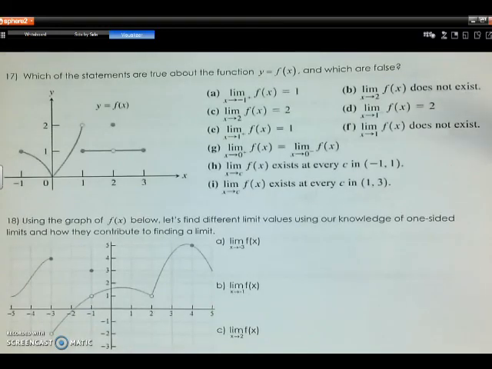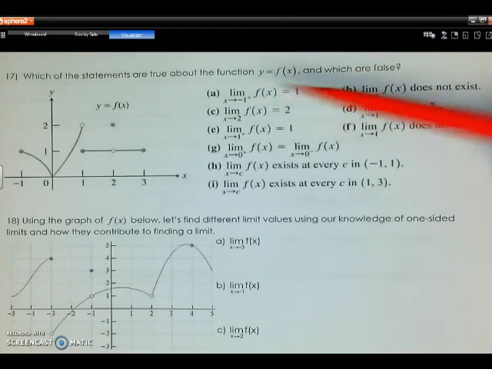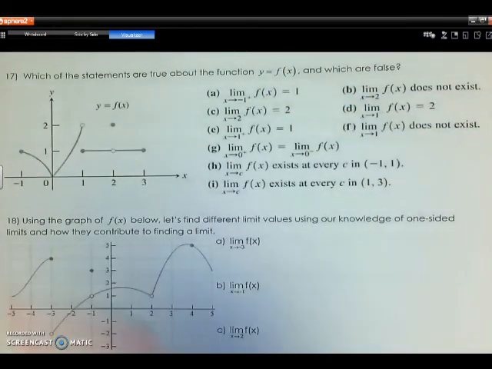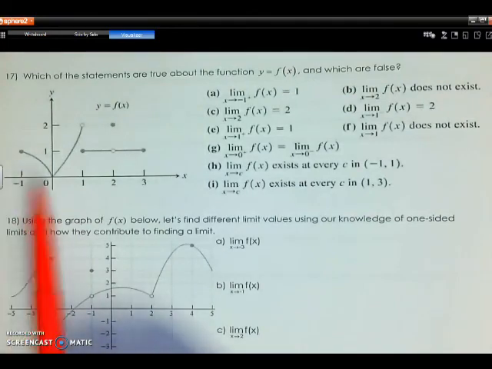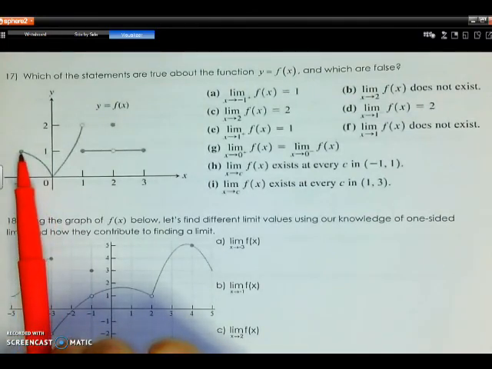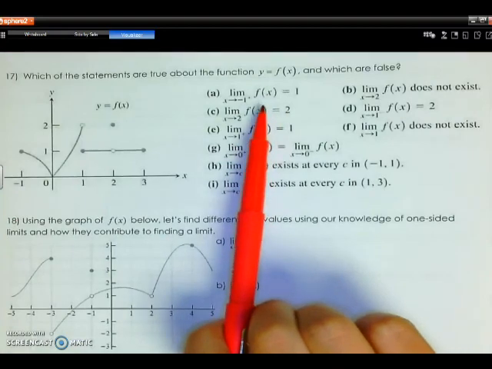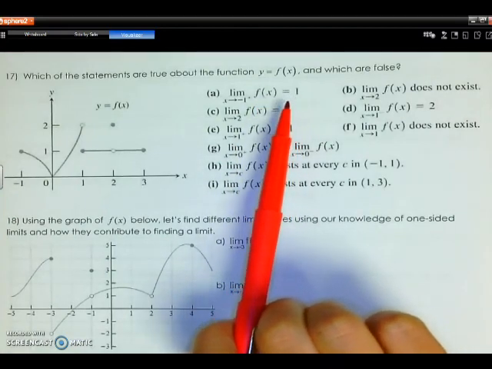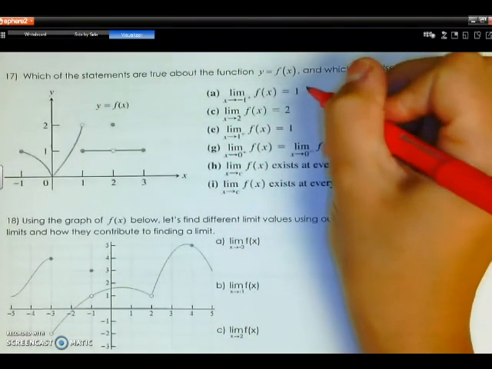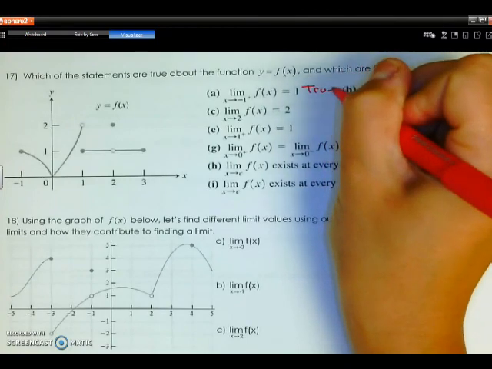Okay, taking a look at 17 here, again, you've got this piecewise graph, and it's asking us to figure out which of these statements are true and which are false. So A here says the limit as x approaches -1 from the right. Okay, so here's -1. If I approach it from the right, I get a 1 there. And they also got 1. So I'm going to go ahead and label that one as true.